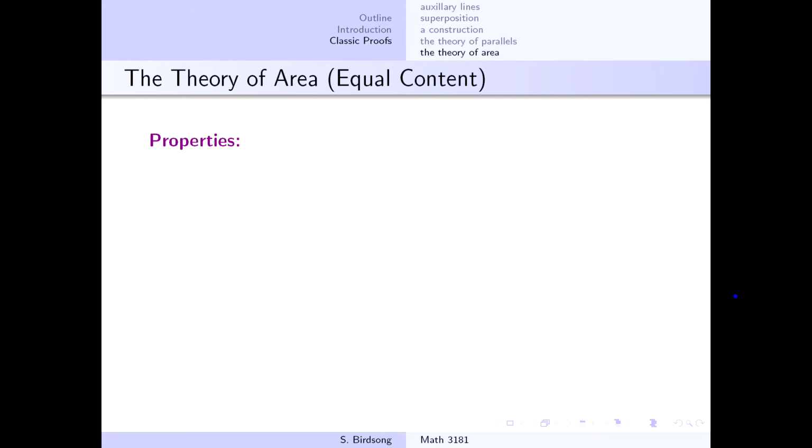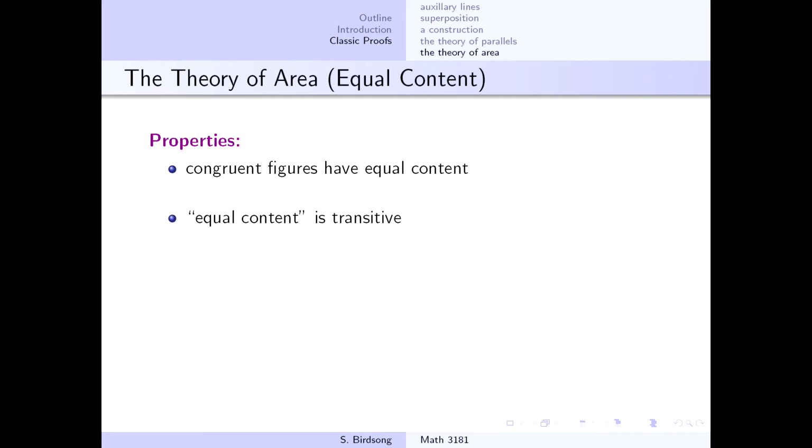Okay? So first of all, some properties. And the properties that we worry about with equal content or area are the following. If you have two congruent figures, or as many congruent figures as you want, they should all have equal content. In other words, they should all have the same area. This notion of equal content is transitive. In other words, area is transitive.